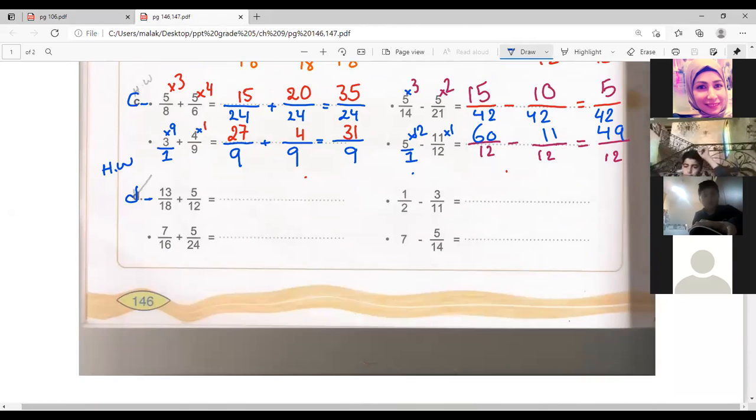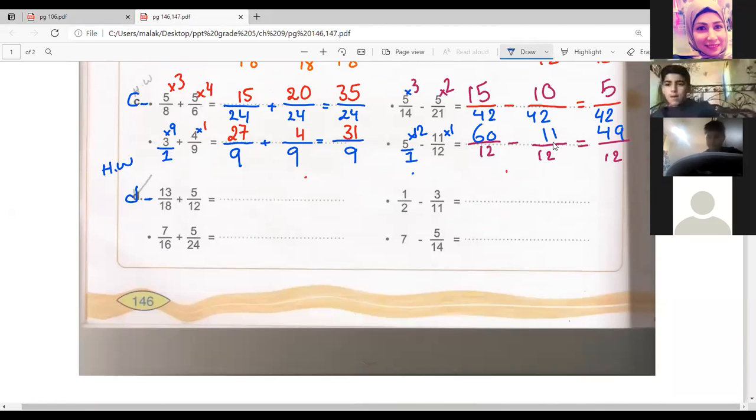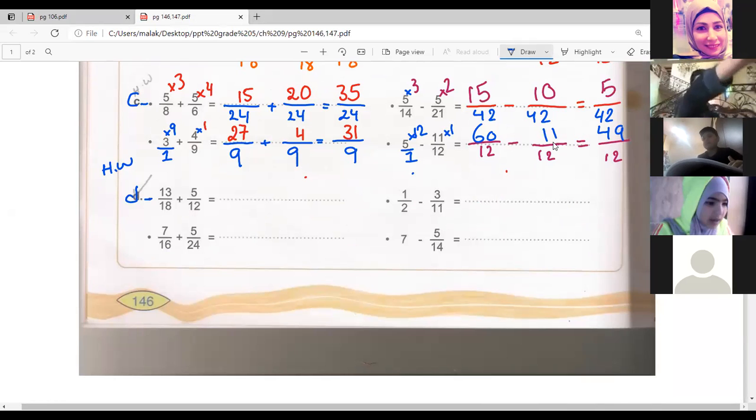Let's go, Mariam, start. How do we add 13 over 18 and 5 over 12?